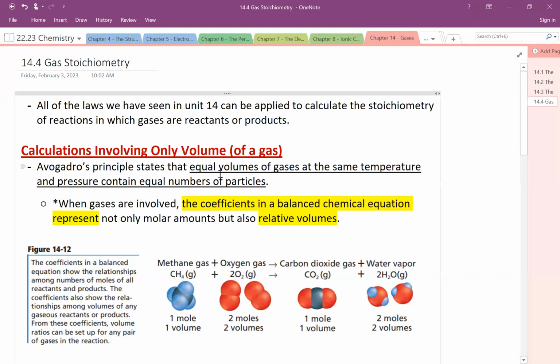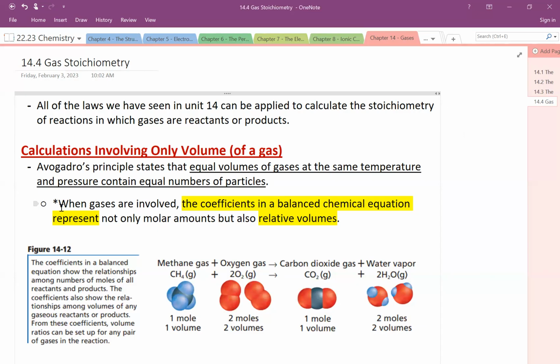And here I put a star by this and I highlighted it because this is what makes our lives very easy. If we apply Avogadro's principle, we can conclude that not only do the coefficients in a balanced chemical equation represent the amounts of moles, but because of the fact that those gases have the same number of particles, it can also represent relative volumes. So that means that we don't necessarily need to go all the way through most of our stoichiometry.